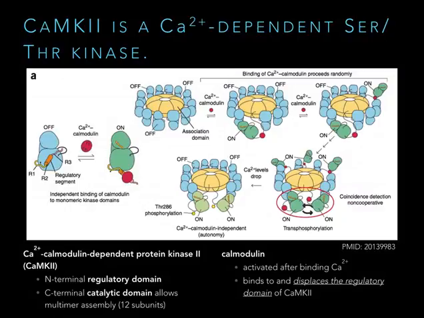Calcium is going to activate a different kinase. A very important kinase in neurons is CaM kinase 2, which is calcium calmodulin dependent protein kinase 2. It's a mouthful, so we just say CaM kinase 2. CaM kinase 2, just like protein kinase A, has a regulatory domain that's going to be inhibitory, and then it has a catalytic domain. And unlike protein kinase A, CaM kinase 2 is going to function as a multimer. So it's going to be 12 subunits together to function as one kinase.